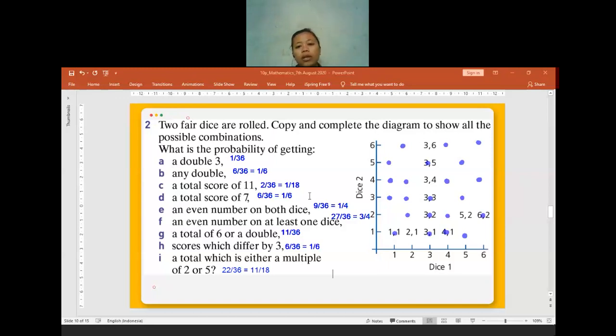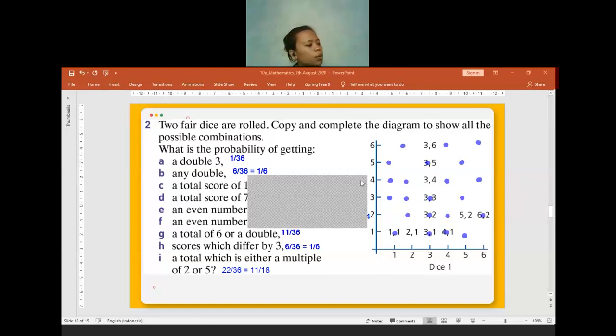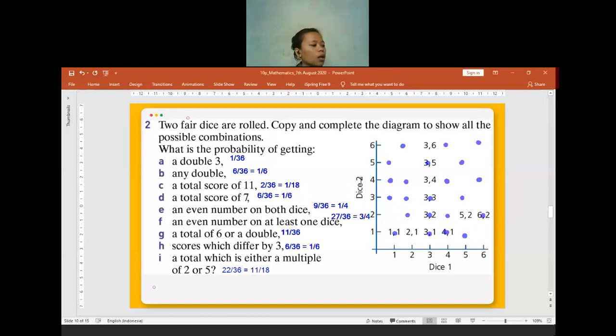Okay, is there anyone having a question? No question, for sure? We only have about 2 minutes left. I don't think it will be enough for us to discuss question 1 from exercise 34.2. So at home, please try to do exercise 34.2, question 1 until question 3. On next Monday, we can discuss it together.